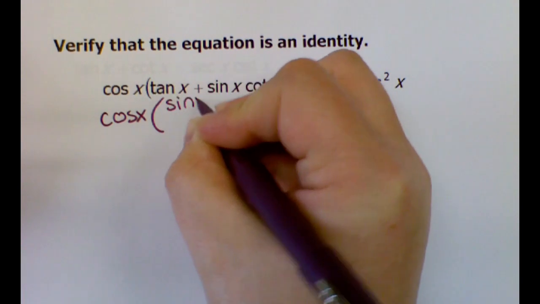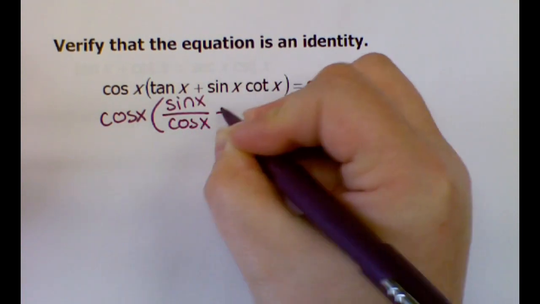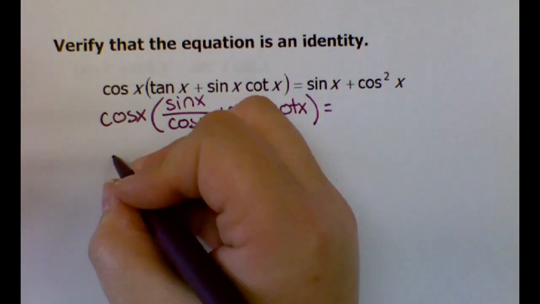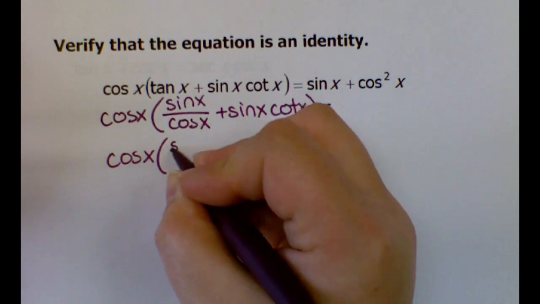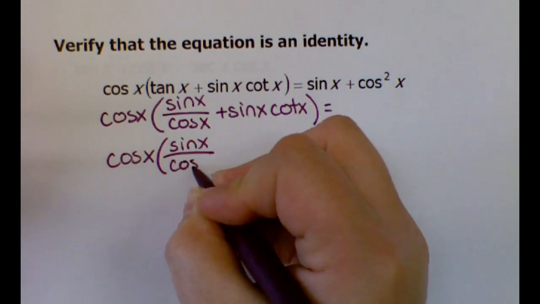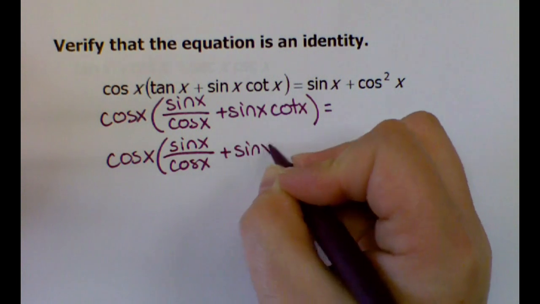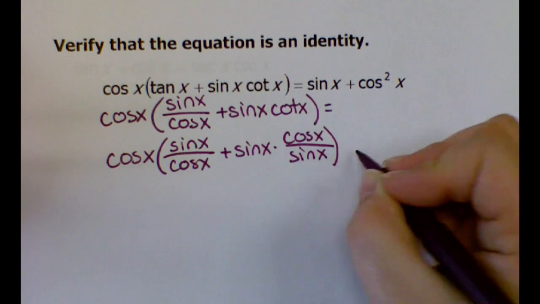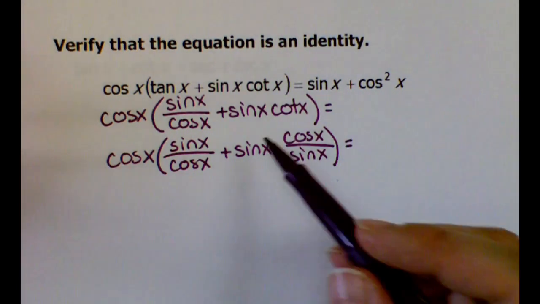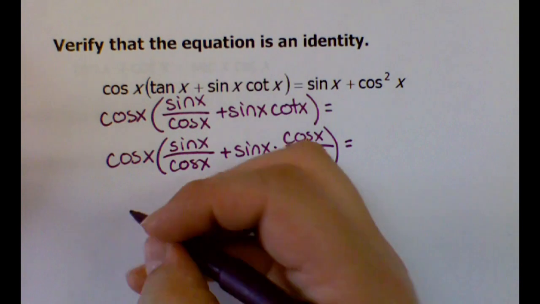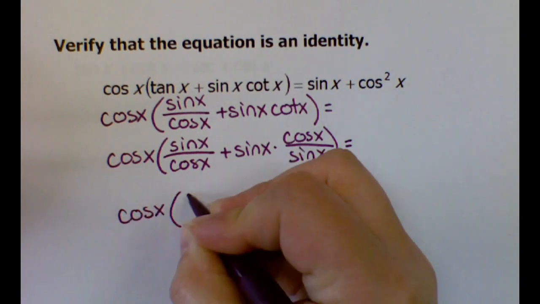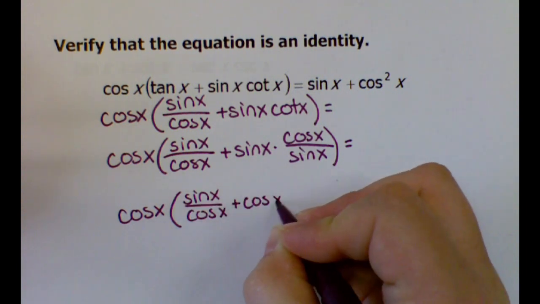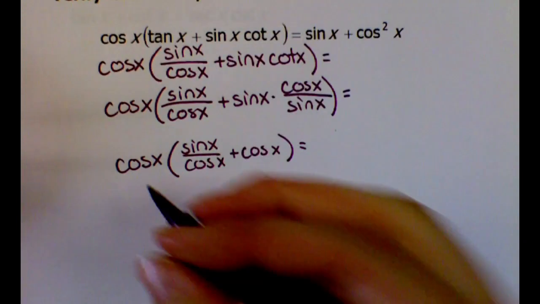Tangent becomes sine of x over cosine of x. And then I'll change cotangent. Cotangent is cosine of x over sine of x. And then I'm going to simplify this second fraction because those signs cancel. And then I'll distribute.